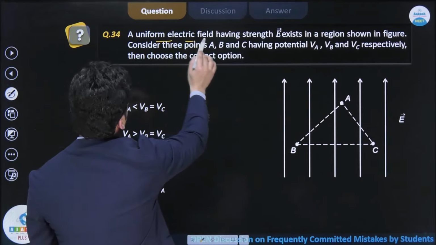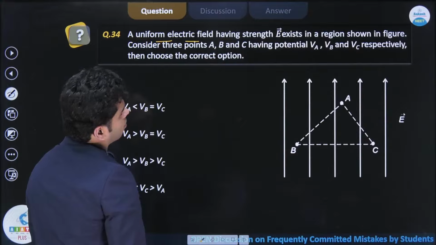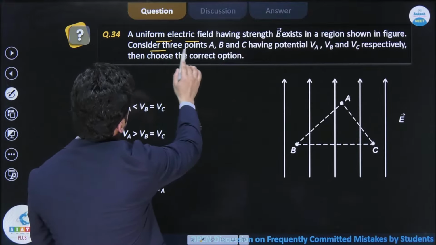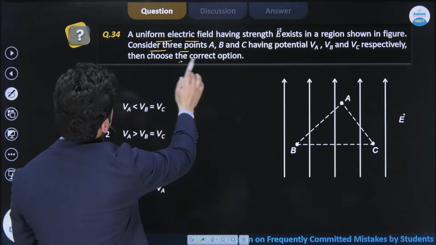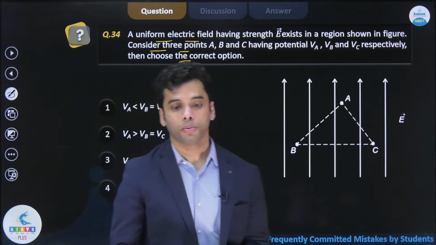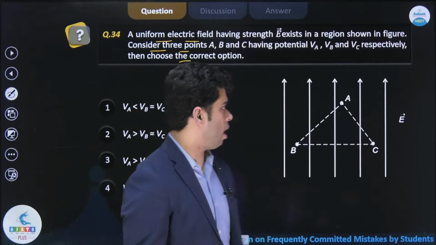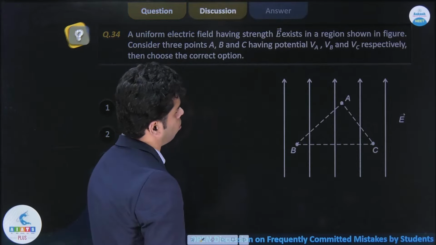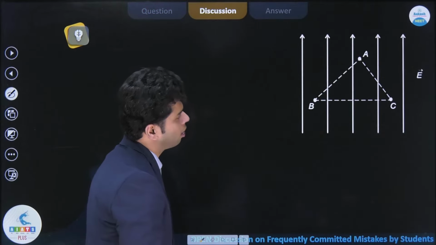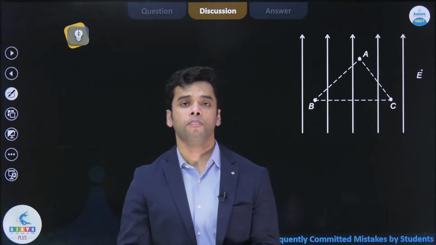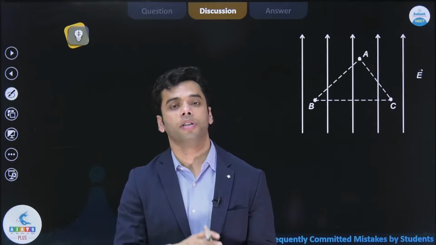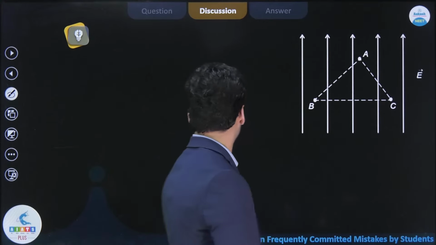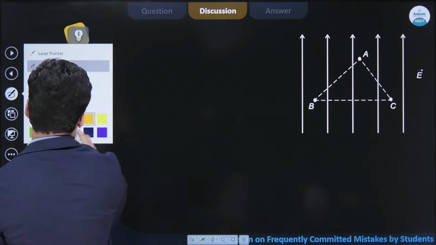A uniform electric field having strength E vector exists in a region shown in figure. Consider 3 points A, B and C having potential VA, VB and VC respectively. Then choose the correct option. आपके पास एक इलेक्ट्रिक फील्ड गिवन है, और ये रहे 3 ऑप्शन. तीनों ऑप्शंस के पोटेंशियल के बीच में जो रिलेशन है आपको वो डिटरमाइन करना है. So it is a simple question. You just need to remember few concepts.